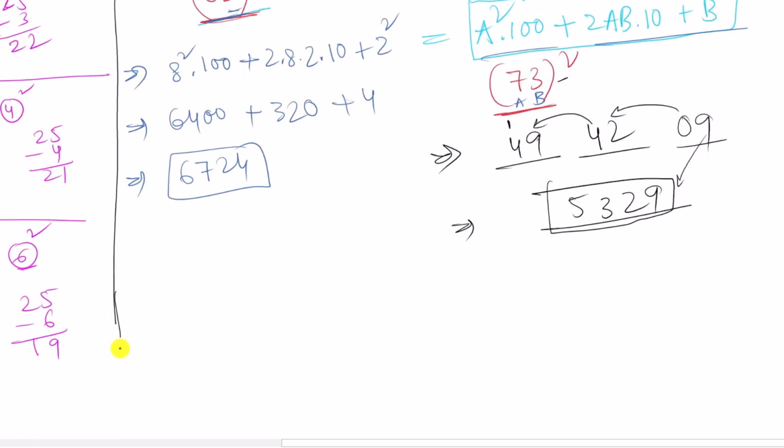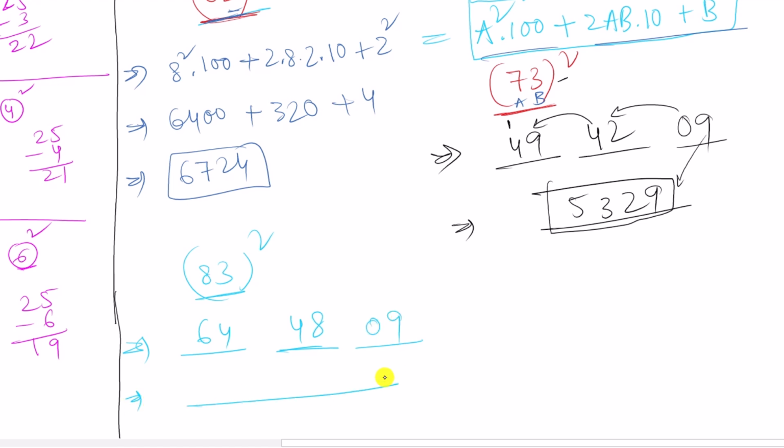We can use another example. Suppose we have the number 83. Here also we have three parts of the answer. First of all, we have A square, which is 8 square. So this will be 64. 2AB, 2 times 8 times 3. This will be 48. And lastly 3 square, which is 09. Now let's add them together. Here first of all 9 will come here. Then we're going to add these two together. So 8 and 0 will be 8. Then we're going to add them together. So 4, 4, 8 and 6 will be here. So this will be the square of the number 83.